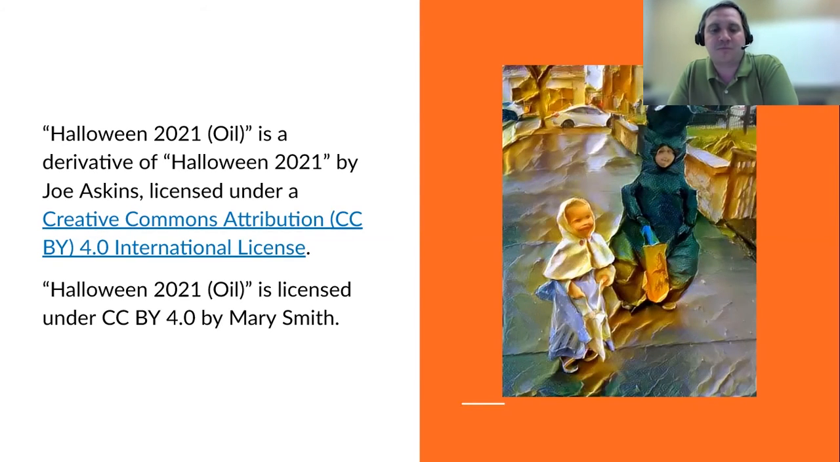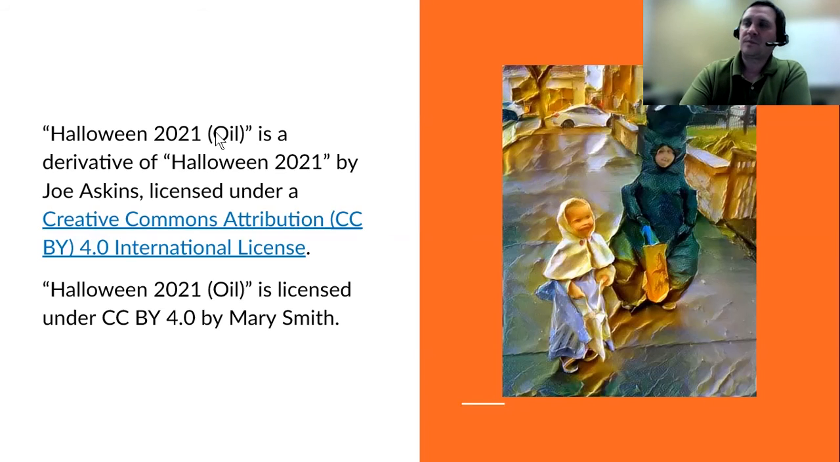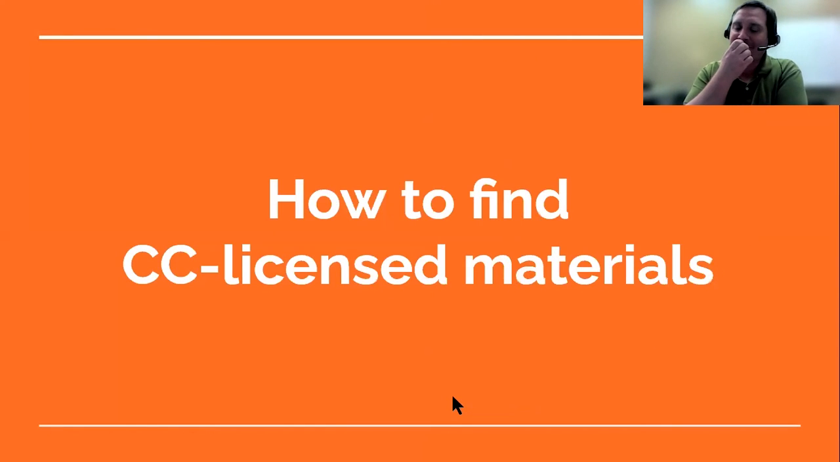So it's sort of a good practice to be able to direct people back to earlier versions so that they can see how it's changed over time. So how do you find these things? Let's say you're not so worried about licensing your own work, but you want to use CC licensed materials.